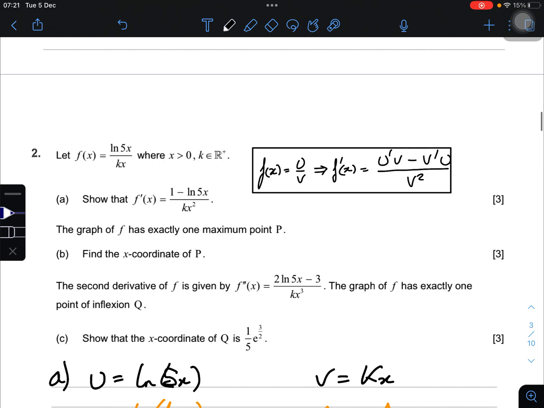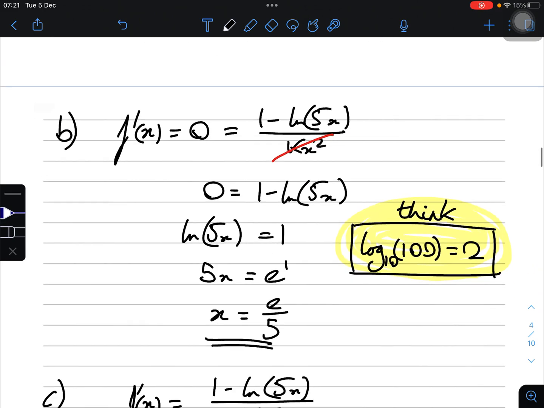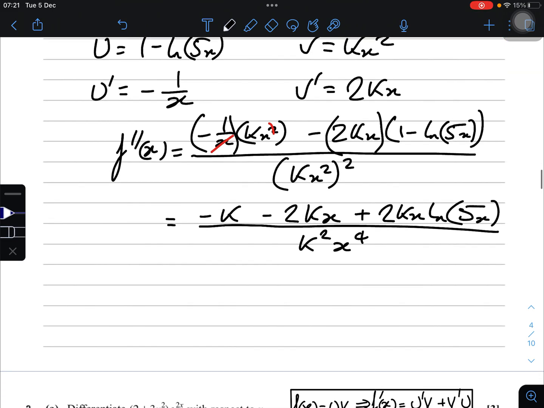And what do they want it to simplify to? Show that the derivative simplifies to that.